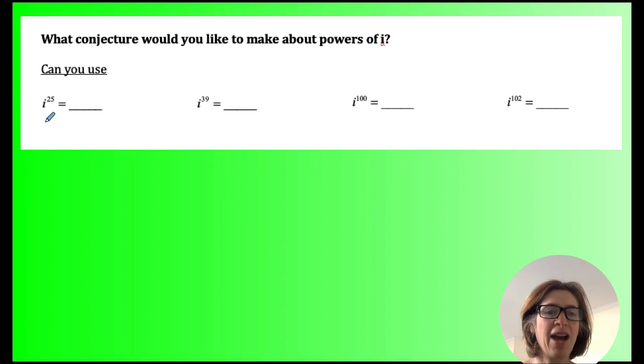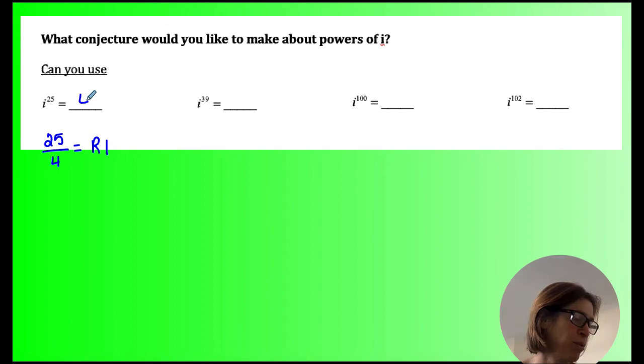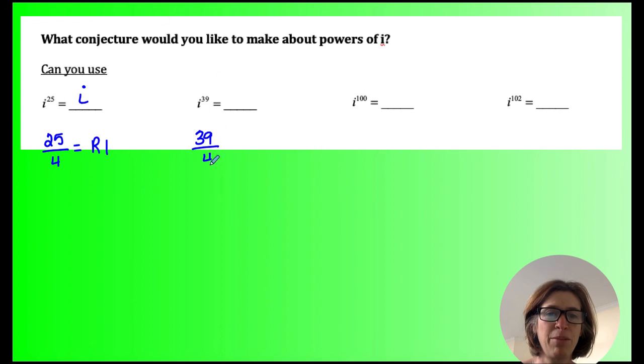So i to the 25th: we can take that idea that it repeats, and divide by 4. That's going to give me a remainder 1, so i to the 25th is just i. For i to the 39th, I divided 39 by 4, which gave me a remainder 3. It doesn't really matter how many times it goes in; I'm just looking at the remainder. So that would be -i.